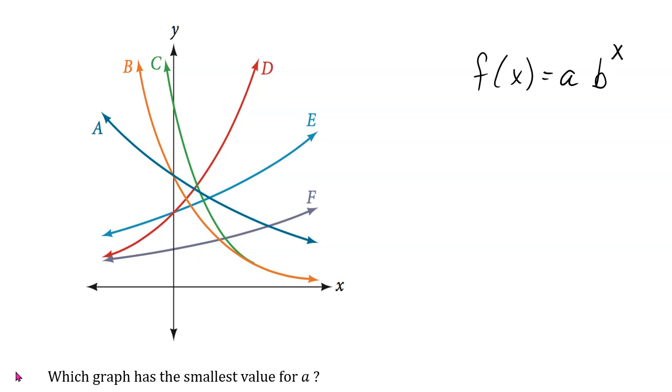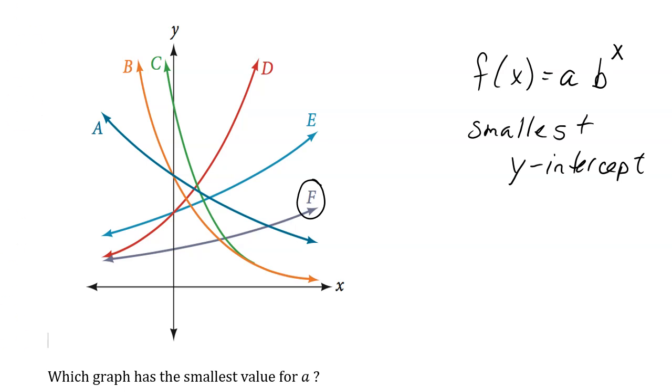We saw in the last problem that if we let the variable be 0, that made the exponential part become the number 1, and that provided us with the y-intercept. So for the smallest value of A, we're looking for the smallest y-intercept. The smallest y-intercept will be the one that's closest to the origin. In that case, we're looking for the graph that crosses the y-axis at the lowest point, which looks like it would be graph F. Let's move on now and look at the next problem.